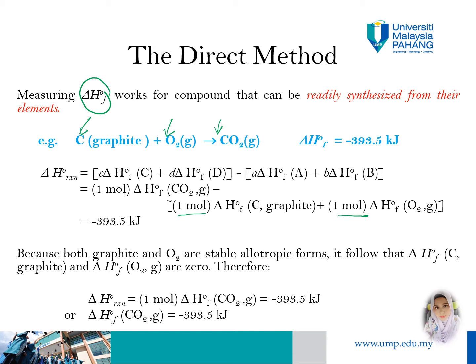Then the value of the delta H of formation depends only on the CO2, since O and C are in stable form, so the delta H for the oxygen and the carbon is equal to 0. So the value of delta H of the reaction is equal to negative 393.5 kilojoules.